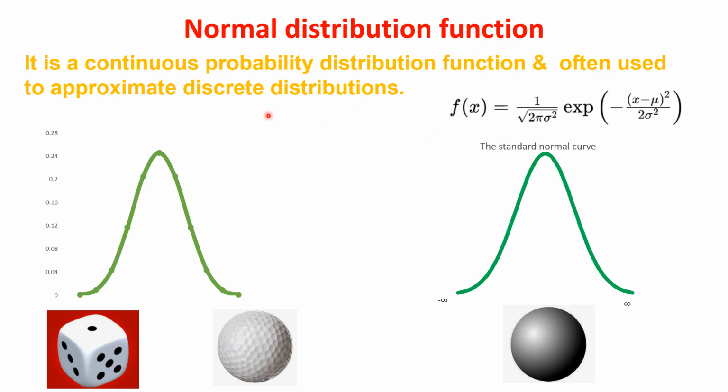So here, the normal distribution is a continuous probability distribution function and is often used to approximate discrete distributions. Now see, at the initial stage, if there are fewer random variables, the graph will not be smooth. If we increase the number of random variables, the graph will be very smooth and will give the standard normal curve, and it is proven that this standard normal curve has this formula.